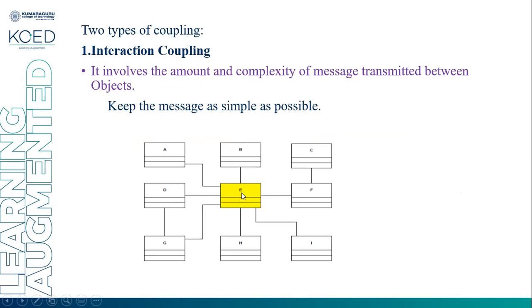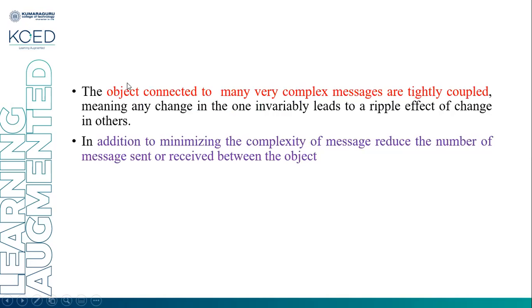See, if this is the object, it has a highly complex connection. It is having a connection with all the others, so the coupling is high. The relationship is so complex. Objects connected to many very complex messages are tightly coupled, meaning any change in one invariably leads to a ripple effect of changes in the others.